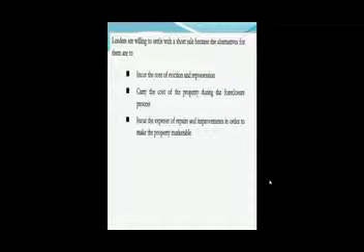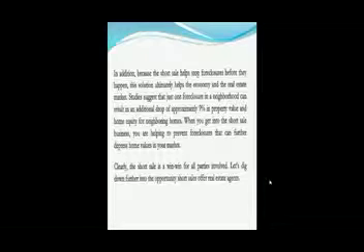Lenders are willing to settle with a short sale because the alternatives for them are to incur the cost of eviction and repossession, so they won't have to pay for that. Carry the cost of the property during the foreclosure process. Incur the expense of repairs and improvements in order to make the property marketable.